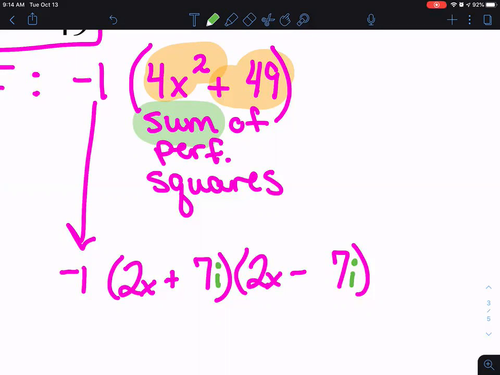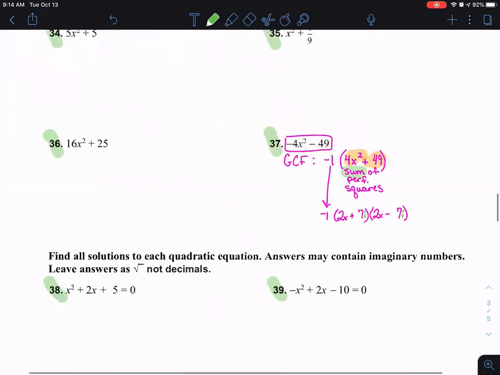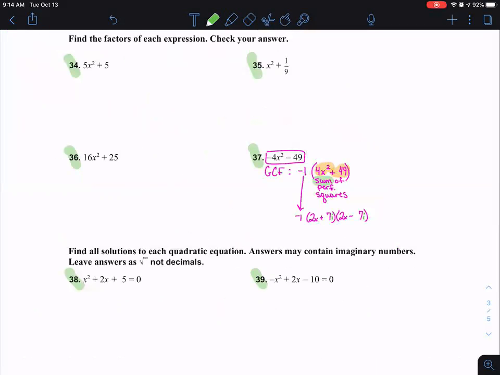That is correct. And all of these will behave that way. The only other one that has a GCF is number 34. So take out a 5 before you do your square rooting.